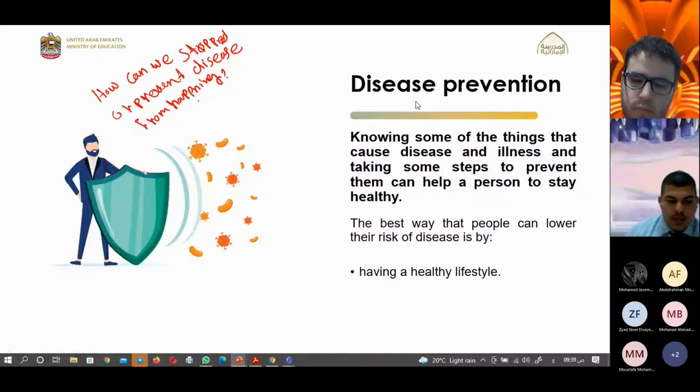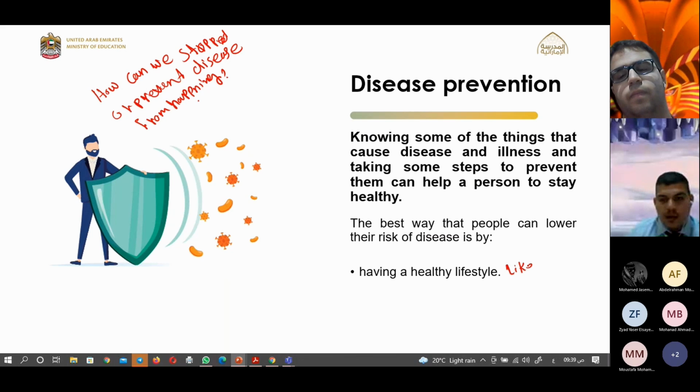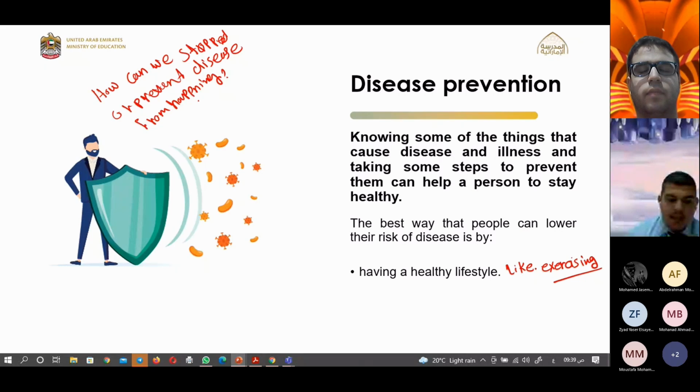Disease prevention. This can happen only by knowing the causes of disease, also taking some steps such as having a healthy lifestyle. Like what? Who can answer? Exercising. A healthy diet. Excellent, Abdurrahman.